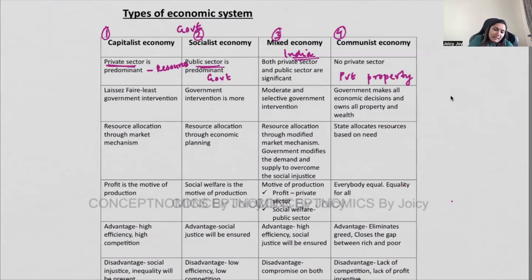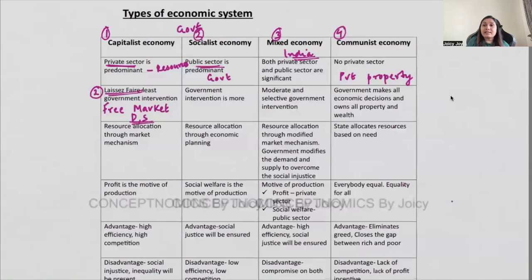Now, the second feature of capitalist economy is that it follows the principle of laissez-faire. What is meant by laissez-faire? It's a very important principle. Laissez-faire means free market. Now, what is meant by free market? In the last class, we said that when we talk about market from an economic perspective, it means two factors coming together, which are the demand and supply factors.